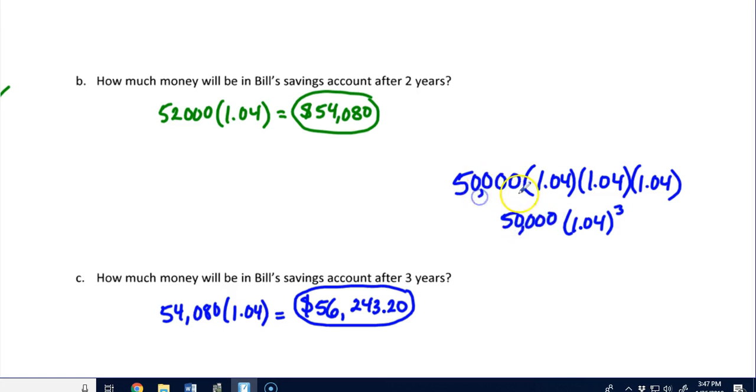Put a comma in there for clarity. So if I wanted to jump to the 13th year, I wouldn't have to keep doing this 10 more times, right? I could just change my exponent to represent the amount of years, and that would be the amount of multiplyings by this base, this rate for the 13 years.